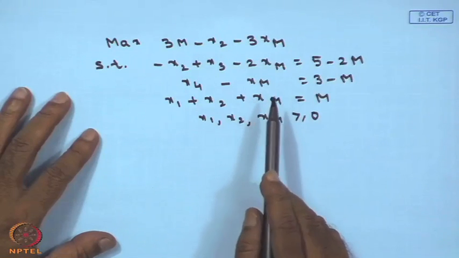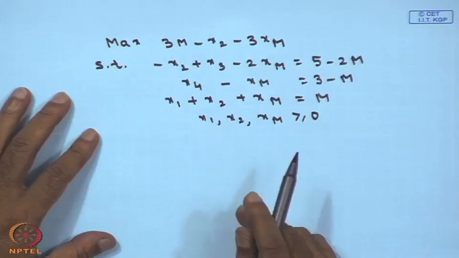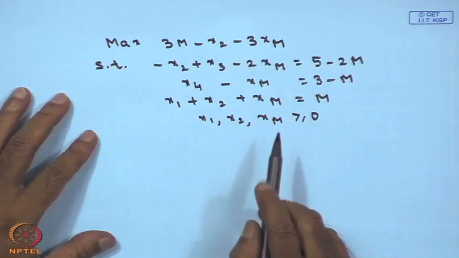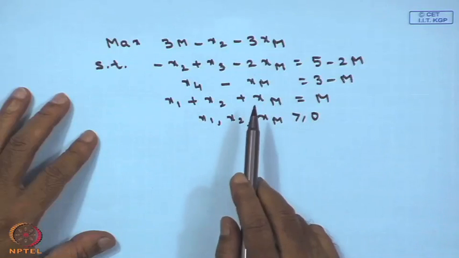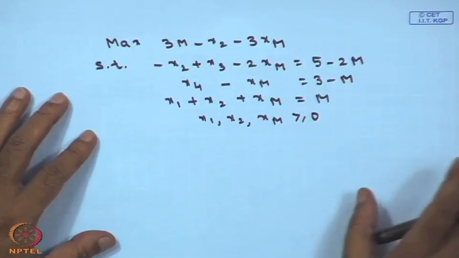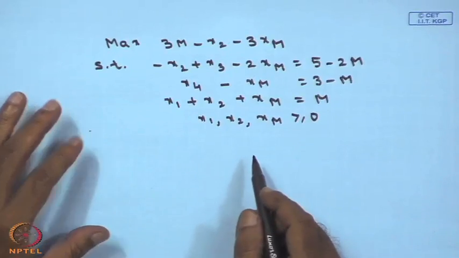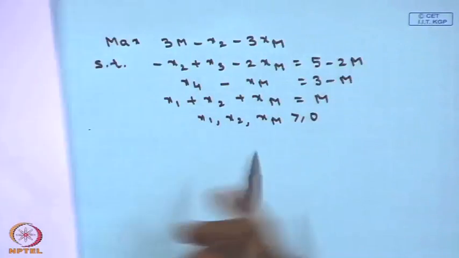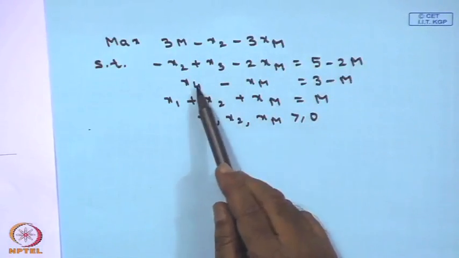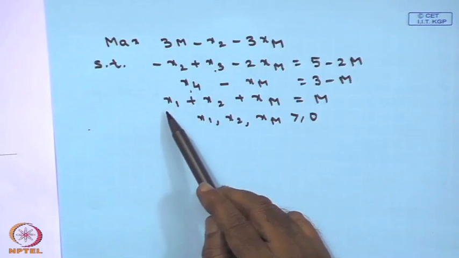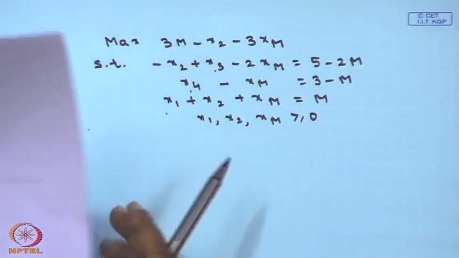So, let us formulate the initial dual simplex table, and let us check whether, after introducing the artificial constraint, the optimality condition is satisfied for the modified problem. For the modified problem, your entering vector will be x3, x4 and x1. From here x3, x4 and x1 are forming the basis.